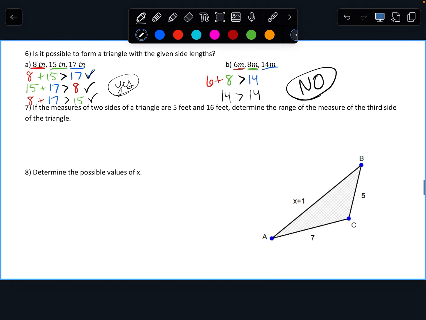I'm going to show you the legit way to do this, and then I'll show you a little cheat method. The only problem though is the cheat method doesn't work with the crazy algebra problems. So that's why I get a little nervous about it.